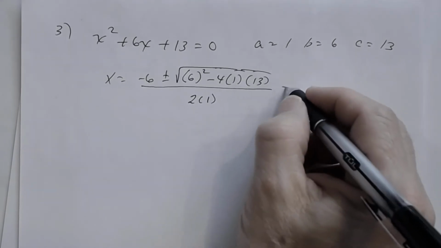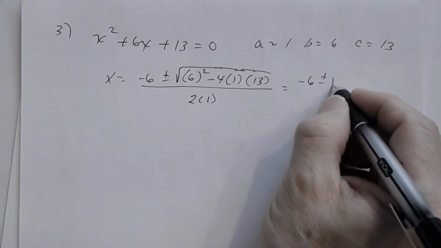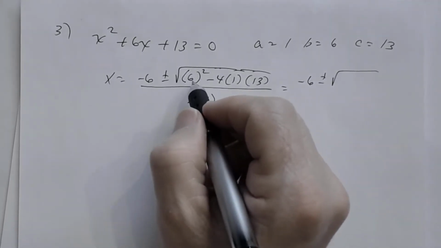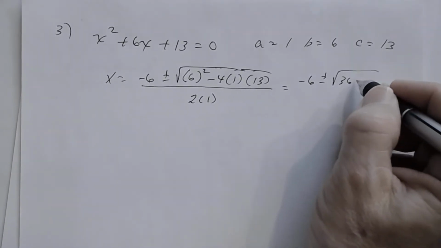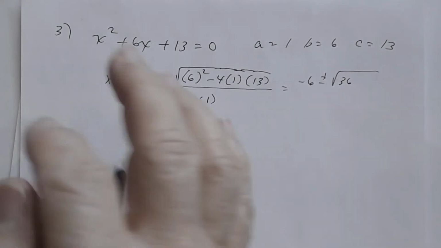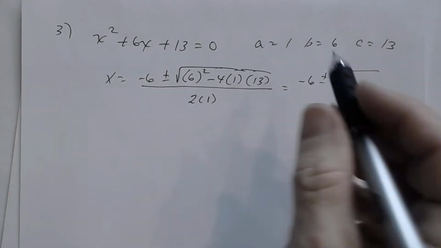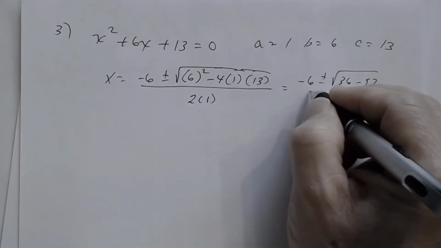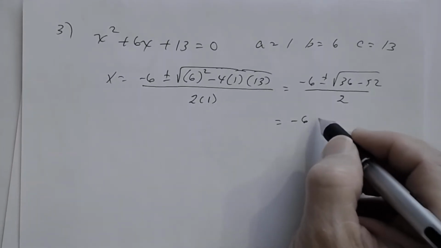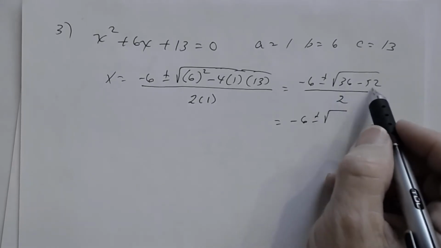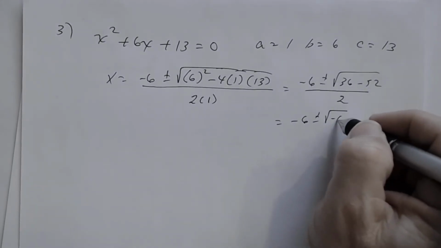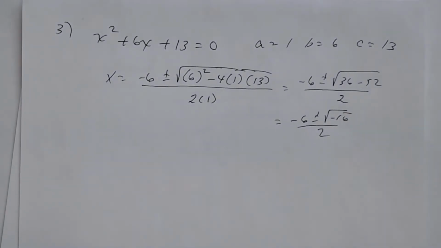A is 1. So this becomes negative 6 plus or minus the square root of, so I'm simplifying the radicand, which remember is called the discriminant. 6 times itself is 36. A negative 4 times 1 times 13, so that's going to be 52. Okay, so that's minus 52 though, right? All divided by 2. And then 36 minus 52, simplifying the radicand, the discriminant, will give me a negative 16. All right, now here's the question I want to ask you before we go on.